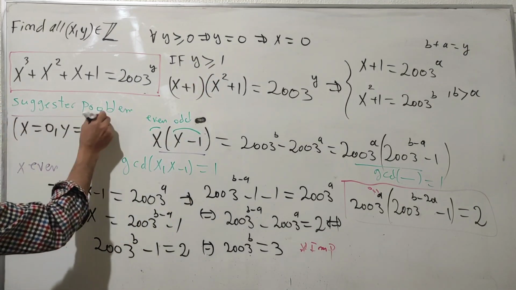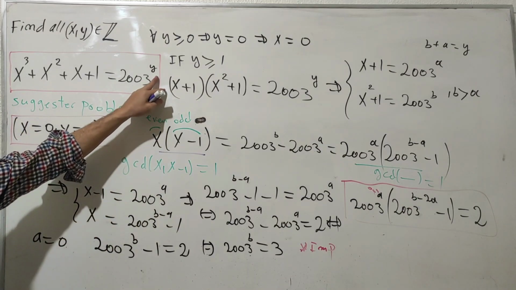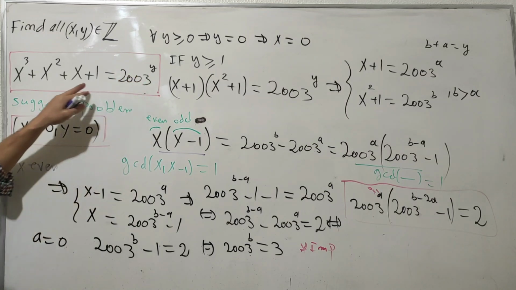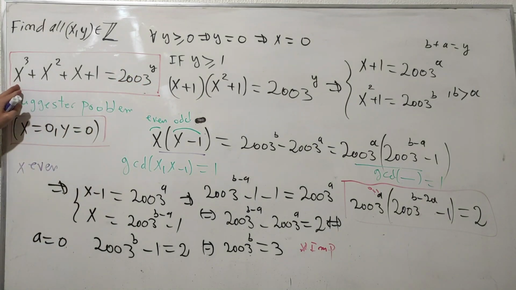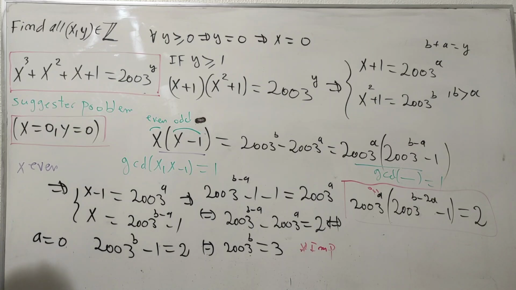You might ask about y negative. If y is negative, the right hand side becomes not an integer, which means the left hand side of the equation is not an integer as well, so you have no solutions over negative integers. Okay, so I am done with this problem.